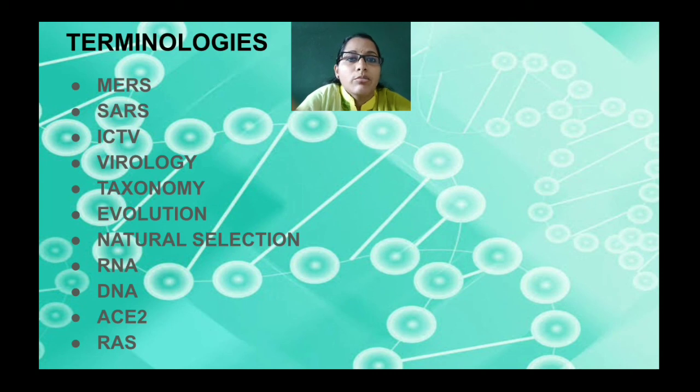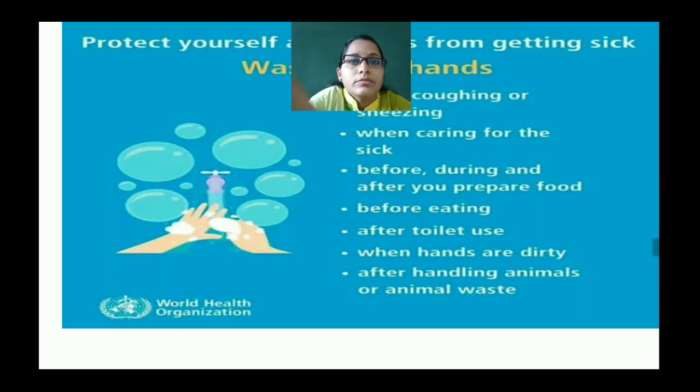So I had used some terminologies. Let's understand that, just a recap. MERS, SARS, ICTV, virology, taxonomy, evolution, natural selection, RNA, DNA, ACE2 and RAS system.